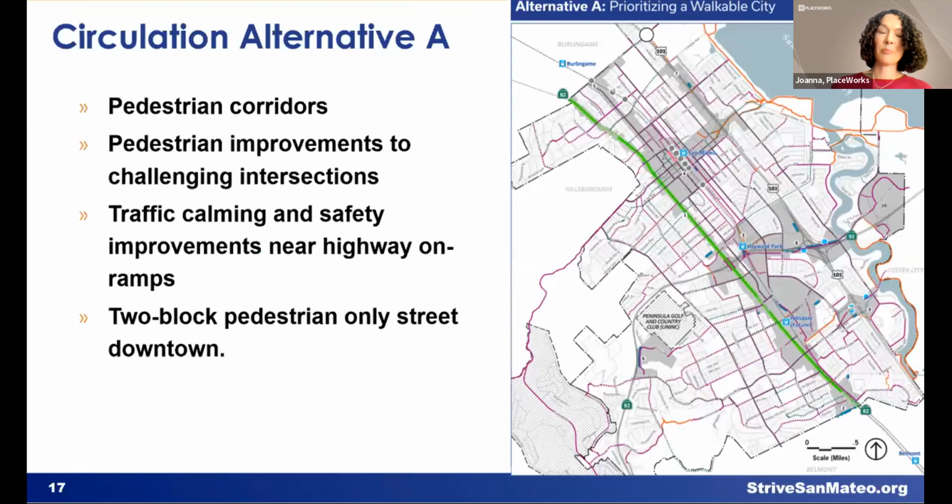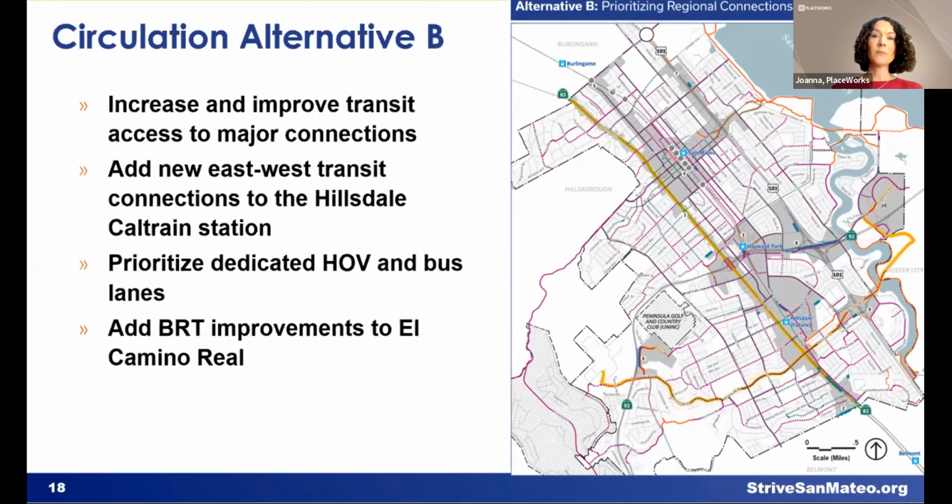So let me go through them briefly, one by one. Circulation alternative A is prioritizing a walkable city and prioritizing pedestrian corridors, pedestrian improvements to challenging intersections, traffic calming, especially near highway on-ramps, and a 2-block pedestrian only street downtown. Alternative B is about prioritizing regional connections and to increase and improve transit access, especially east-west transit connections, including adding dedicated HOV or bus lanes and bus rapid transit to El Camino Real.